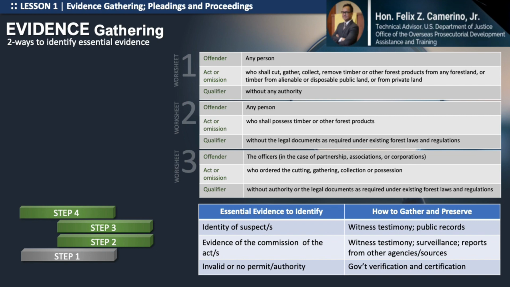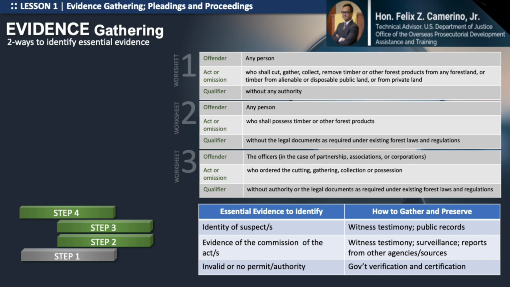Now we go to the second way of getting the answers that you would be seeking for the activities on step 2 and step 3. Recall that in the first way, we said that the source of the essential evidence and how to gather and preserve such evidence, the source in that first way is the law itself.